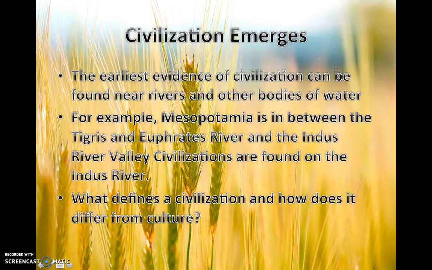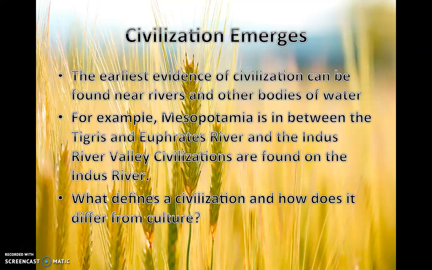So civilization begins to emerge. The earliest evidence we can see of a civilization is found near bodies of water. Later in this unit, we'll talk about more specific civilizations that form, such as Mesopotamia, which is in between the Tigris and Euphrates Rivers, and the Indus River Valley civilization, which is found in the Indus River Valley. So you see the very similarity between these early civilizations where they're very close to water to provide them trade and just resources.